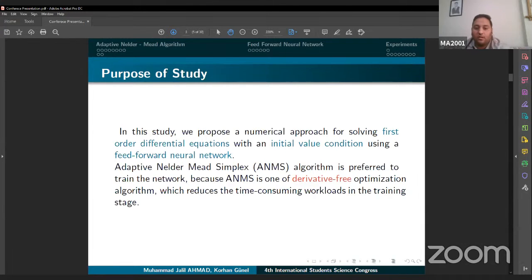as I said earlier, in this study, we have solved a differential equation. We have used the adaptive Nelder-Mead simplex algorithm, which is a derivative-free optimization algorithm, which means it hugely decreases our workload as we do not have to calculate the derivatives of our function. For the neural network, we will use a feed-forward neural network in this study.